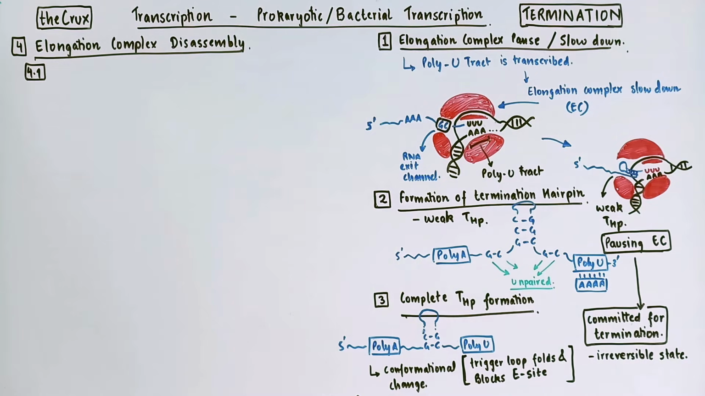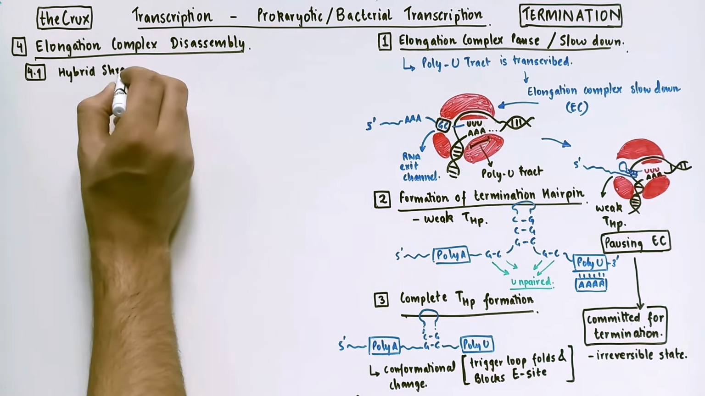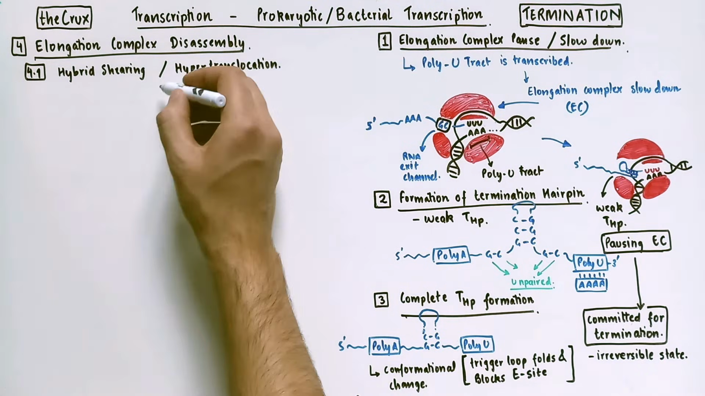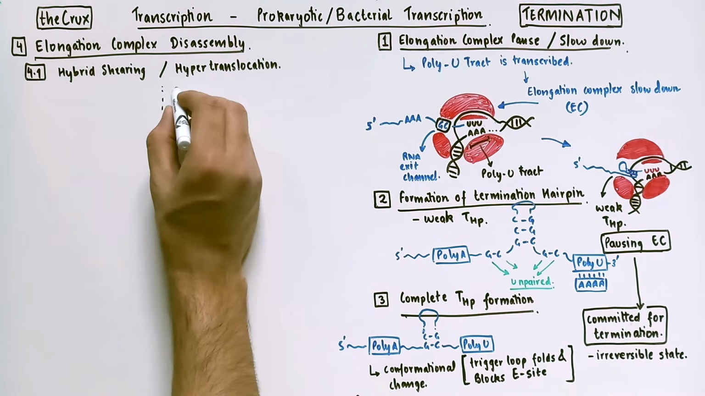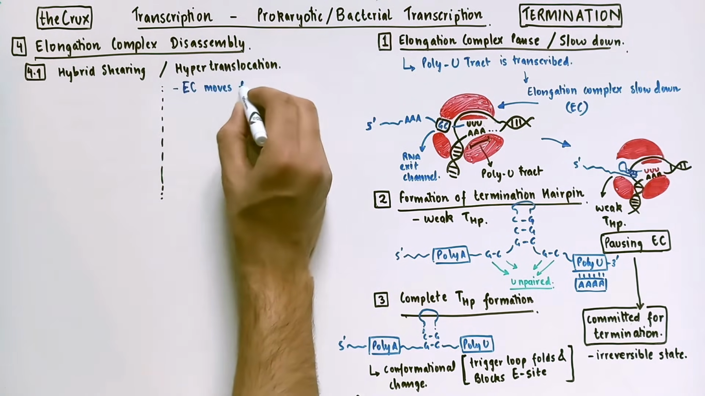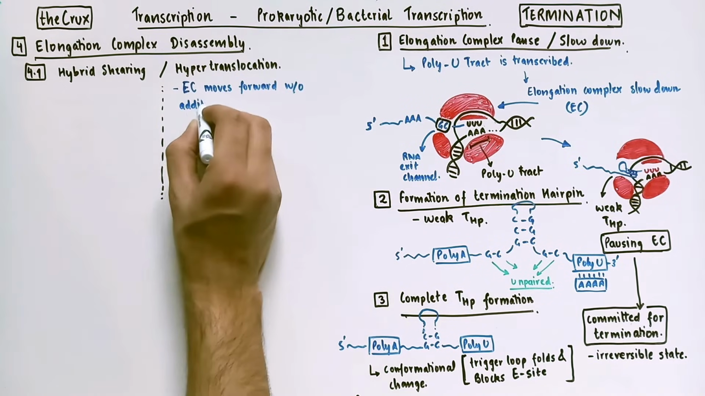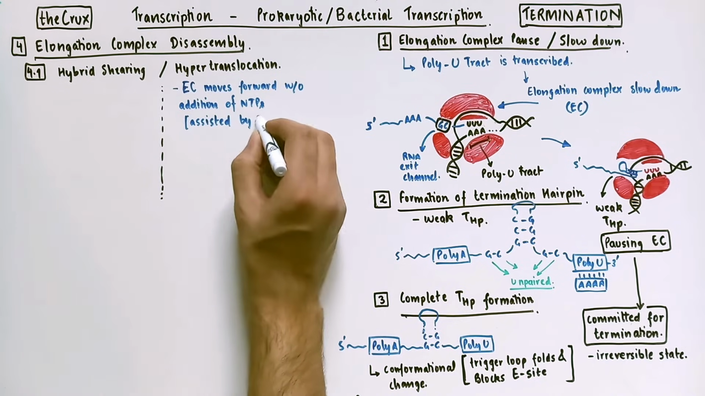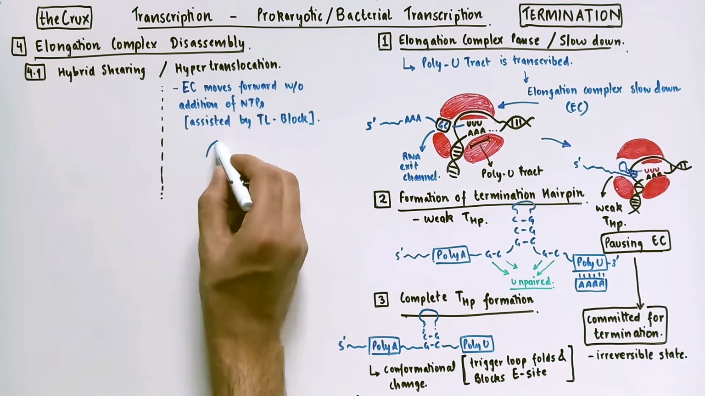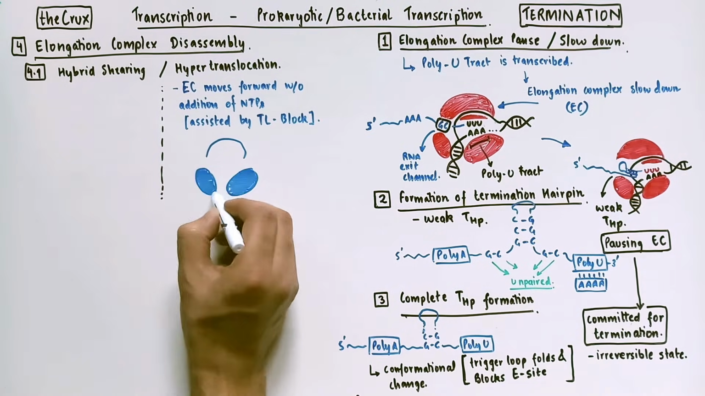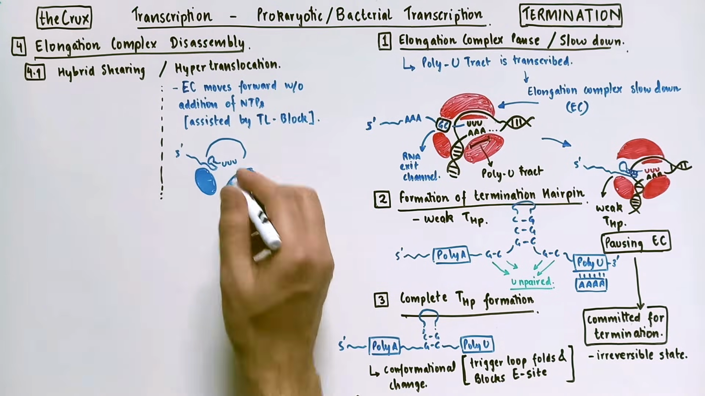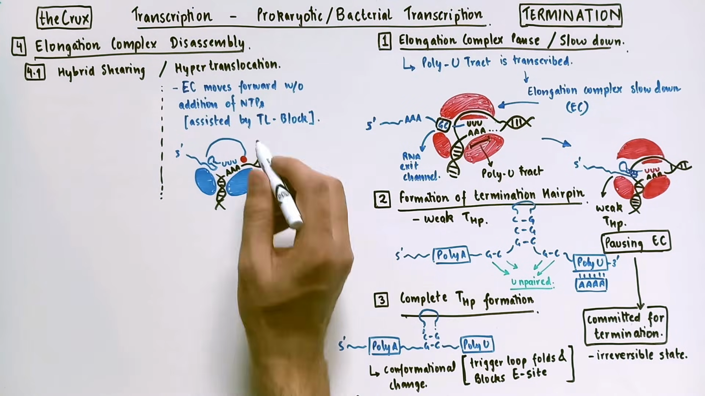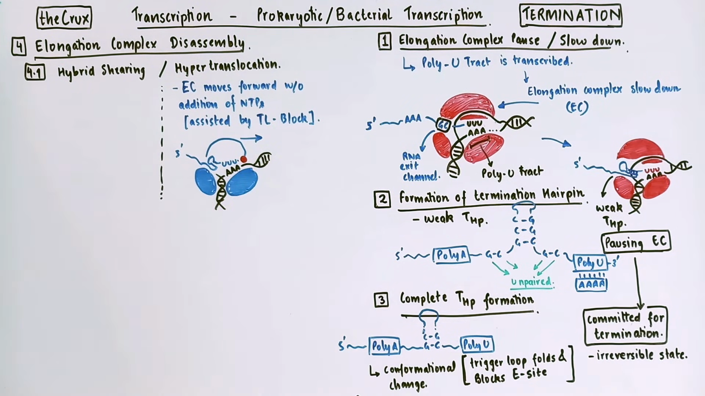There are two main models that have been proposed for disassembly, and these are called hybrid-shearing and hyper-translocation. The hyper-translocation is fairly straightforward. In this, the elongation complex just moves ahead without any addition of the NTP, and the trigger loop, which is blocking the E site, helps in this process. So if we look at the complex, we see that the transcription bubble simply translocates while the E site is being blocked. And this causes the disassembly of the complex.